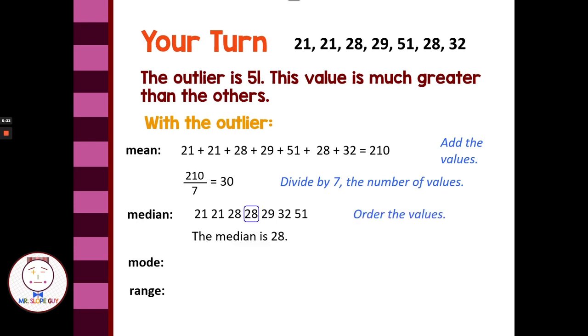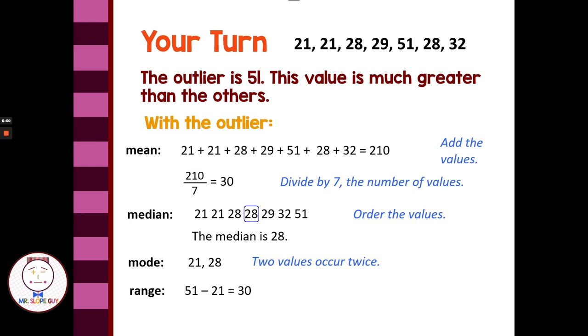Then to find my median, I now have an odd number. See, I have 3 numbers larger, 3 numbers smaller. 28 is the number for the median, so 28 is the median. Then if I look at the mode, I still have 2 numbers appearing twice. 21 and 28 are still the mode, but my range is different because now I have this really high number. So I have this 51 minus 21, and I get a range of 30.